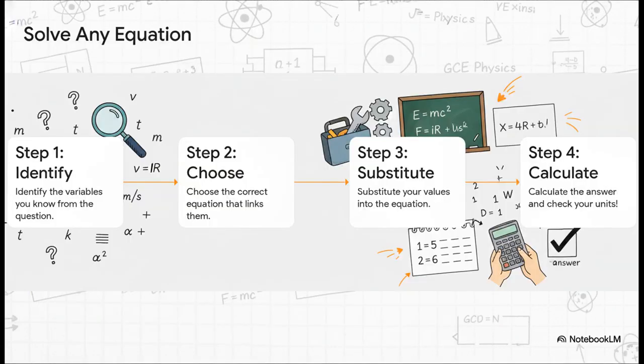And look at this. This is your foolproof method for pretty much any calculation question they can throw at you. Seriously, don't just panic and start punching numbers into your calculator. First, list what you know. Second, pick the right tool for the job, the equation. Third, slot the numbers in, and then you calculate. That last step, checking your units, that's what separates the good marks from the top marks.